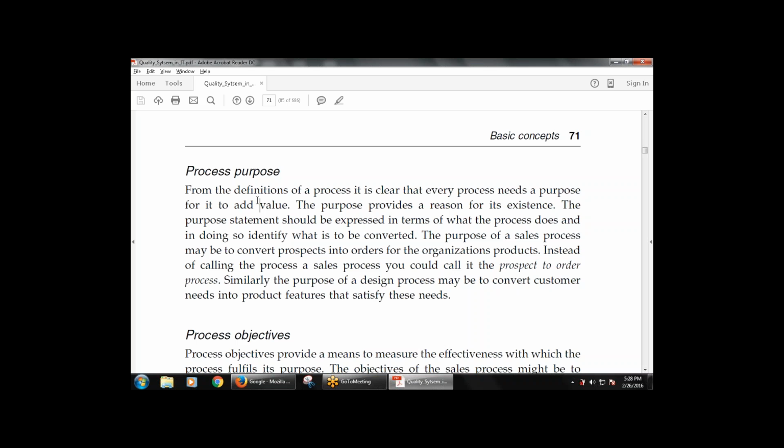The purpose of a sales process may be to convert the prospects into orders for the organization's product. And instead of calling it a sales process, you could call it an order-fulfilment process.